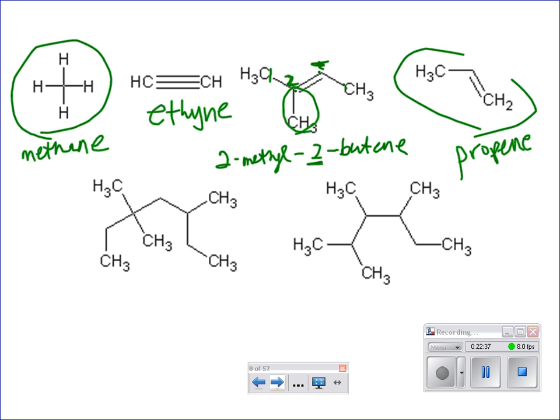Okay, let's do 3 groups here in the long chain. So 1, 2, 3, 4, 5, 6, 7. Okay, so that's going to be a heptane. And what do I have hanging off of it? A methyl, a methyl, and a methyl. What carbon number is this one with the 2 methyls on it? 3, and this one is then 5. So what's this called? 3,3,5-trimethylheptane.